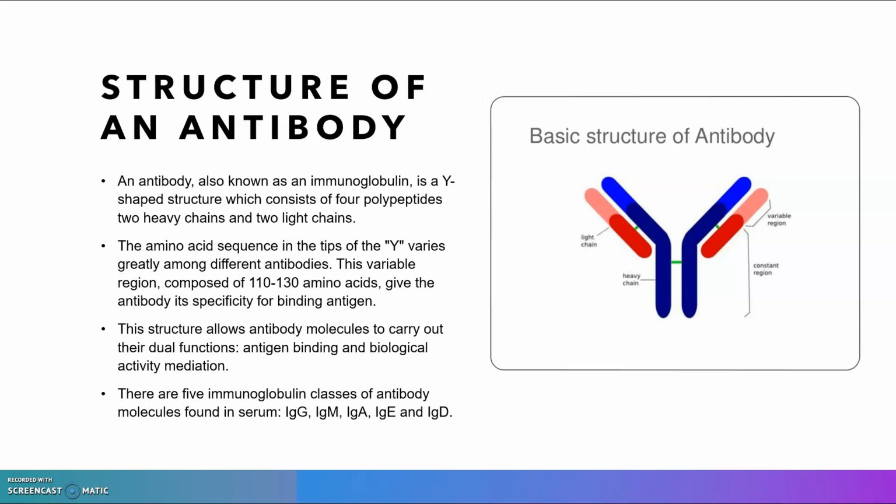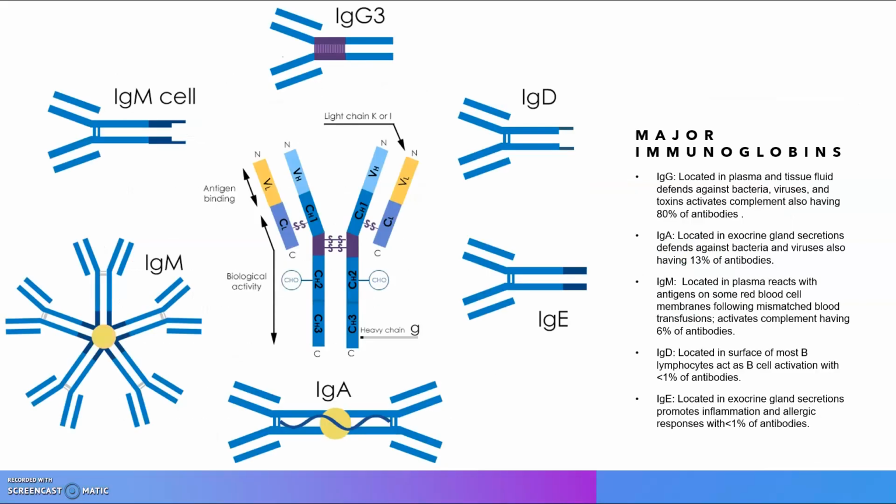There are 5 immunoglobulin classes of antibody molecules: IgG, IgM, IgA, IgE, and IgD. The major immunoglobulin is IgG, which is located in plasma and tissue fluid, defends against bacteria, viruses, and toxins, and activates complement, making up 80% of antibodies.